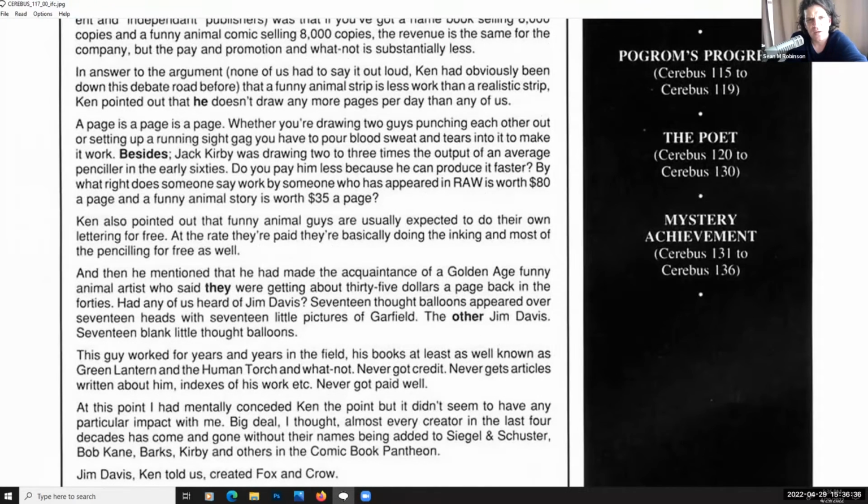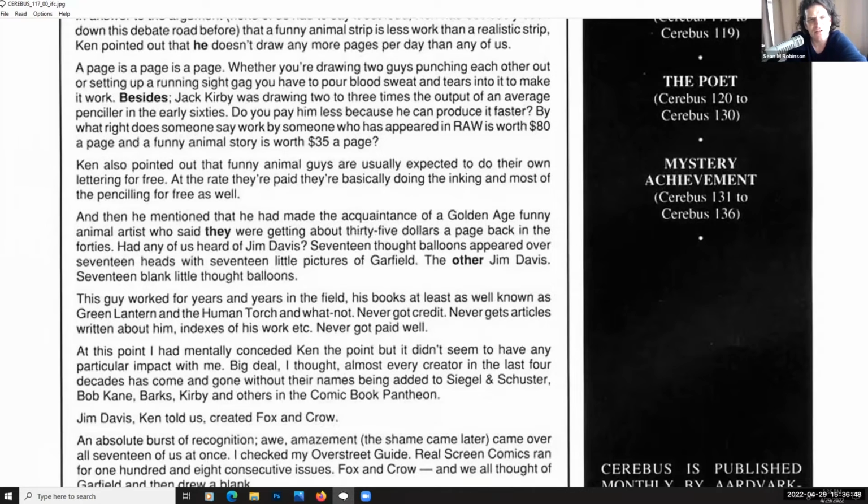In answer to the argument, none of us had to say it out loud. Ken had obviously been down this road before, that a funny animal strip is less work than a realistic strip. Ken pointed out that he doesn't draw any more pages per day than the rest of us. A page is a page is a page. When you're drawing two guys punching each other out or setting up a running sight gag, you have to pour blood, sweat, and tears into making it work.